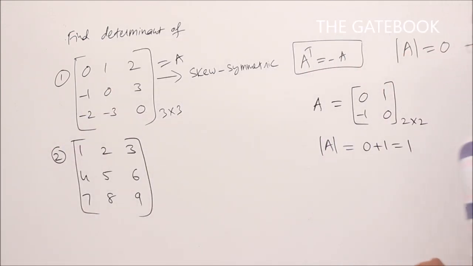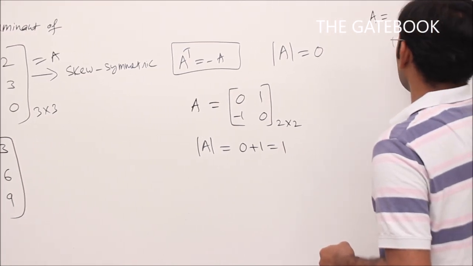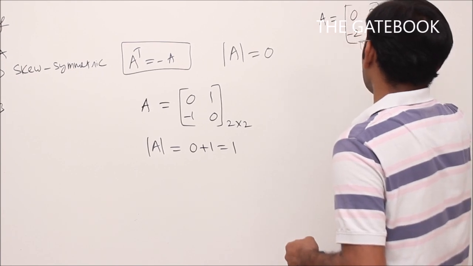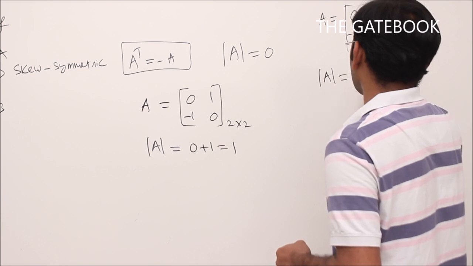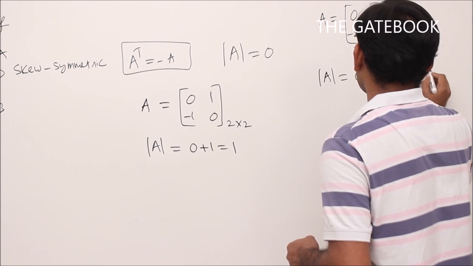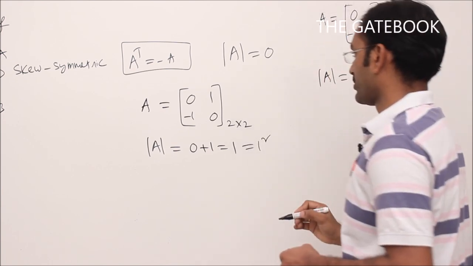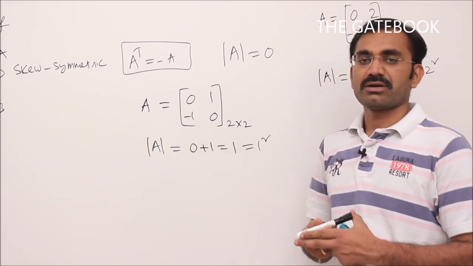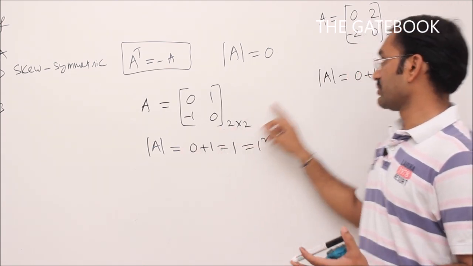Similarly, if you go for the determinant of this matrix, A equal to 0, 2, minus 2, 0, of even order, again 2 by 2. So determinant of A value is 0 plus 4, that is equal to 4. I can write this 4 as 2 square, and here 1 as 1 square. So I can give one property here: determinant of any skew symmetric matrix of even order is a perfect square, like this, 2 by 2, 2 by 2.